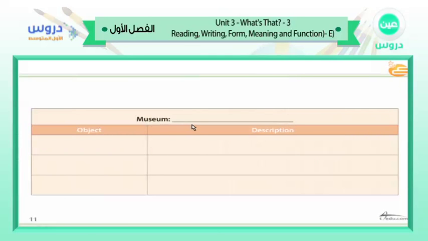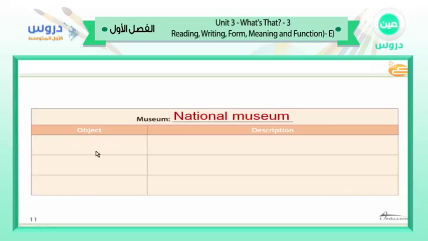Okay, what about the museum you know? Yes, that's a great National Museum. You can write about the Holy Quran Museum in Al-Madina Al-Munawwara, and you can write about the Muslim Museum in Mecca. Also, you can write about an Art Museum or a Science Museum, as you like. What about the objects in this National Museum?